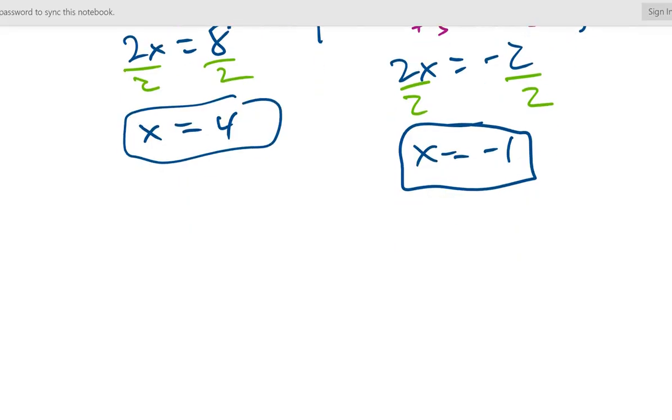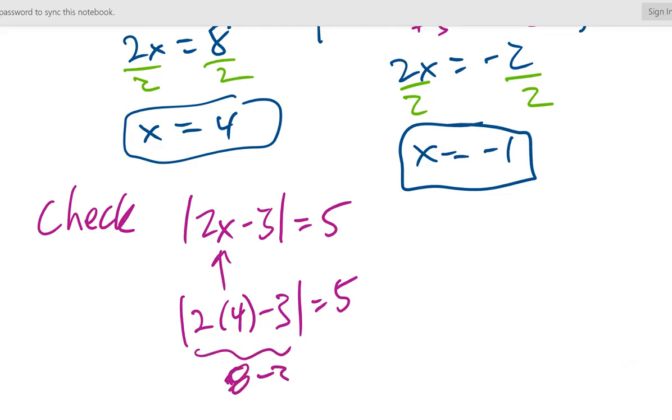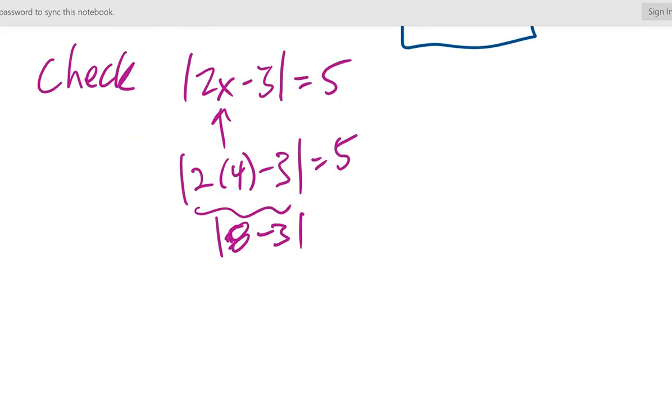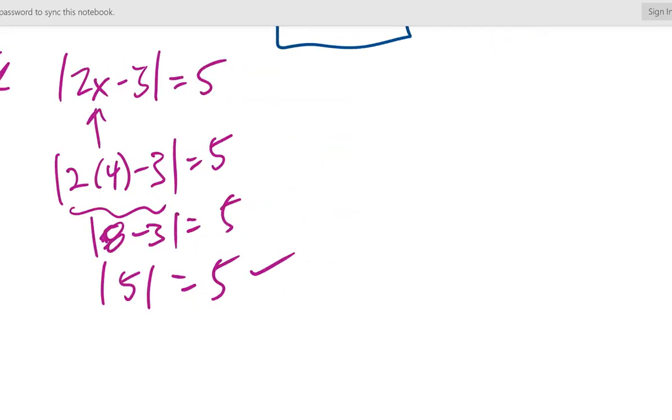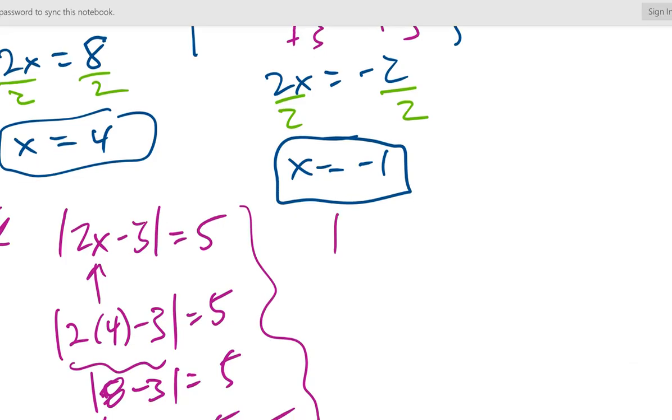So let's do a little check. The absolute value of 2x minus 3 is equal to 5. Let's plug in 4 for x: 2 times 4 minus 3, absolute value, equals 5. Inside, 2 times 4 is 8, so 8 minus 3, absolute value, which is the absolute value of 5, which is 5. Yeah, so it checks out. Now on the other side, we're going to check this one as well. I take the absolute value of 2x minus 3 equals 5, and I'm going to plug in negative 1.